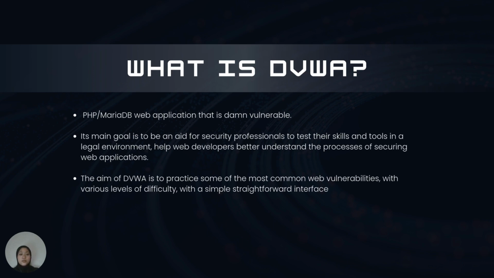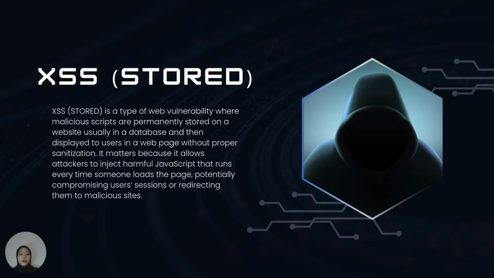So let's move to the demonstration part. The first one is stored XSS, a type of web vulnerability where malicious scripts are permanently stored on a website, usually in a database, and then displayed to users on a web page without proper sanitization. It matters because it allows attackers to inject harmful JavaScript that runs every time someone loads the page, potentially compromising user sessions or redirecting them to malicious sites.